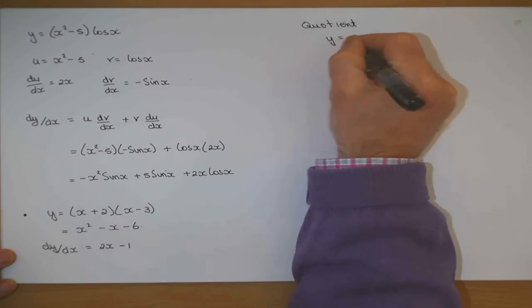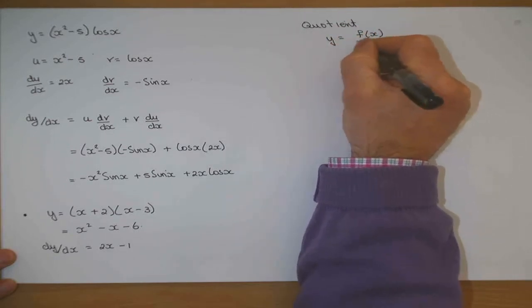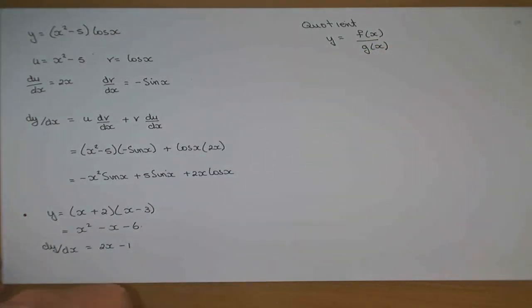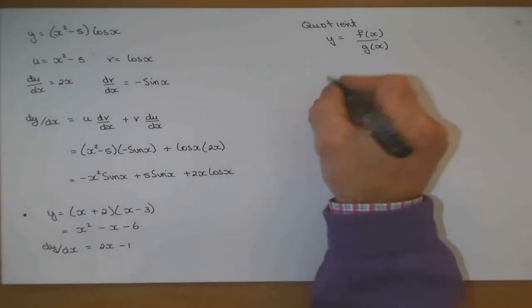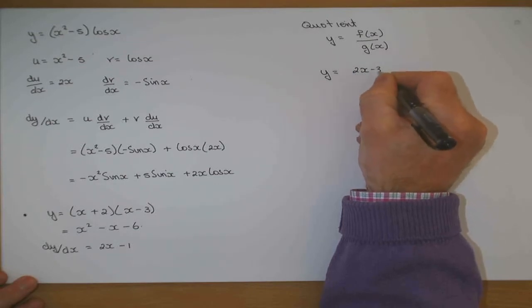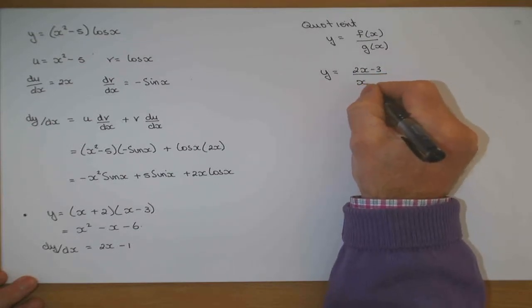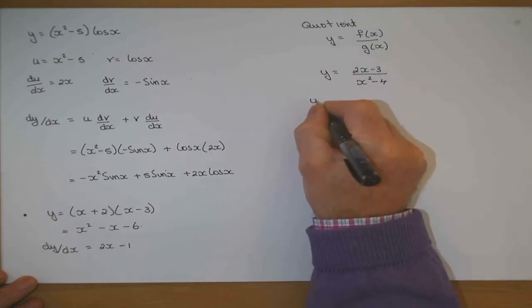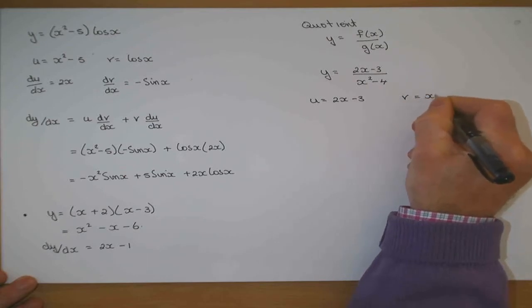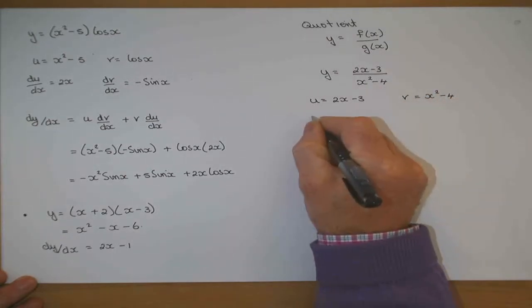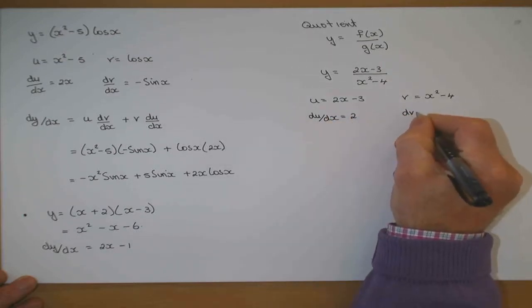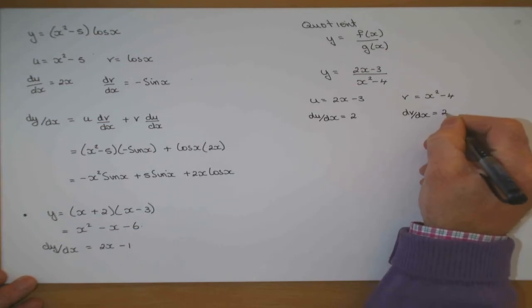And we use that when y is equal to a function in x divided by a separate function in x. Yes? And that's when we use the quotient rule. If y was equal to 2x minus 3 all over x squared minus 4, then u is equal to 2x minus 3 and v is equal to x squared minus 4. du dx is equal to 2 and dv dx is equal to 2x.